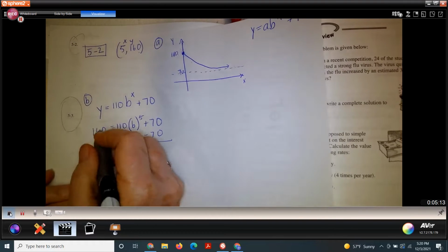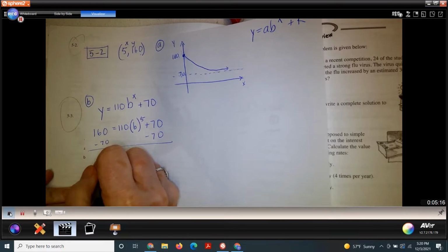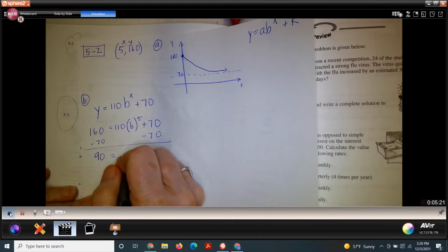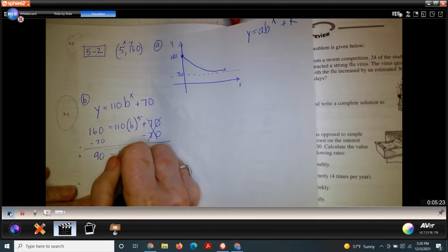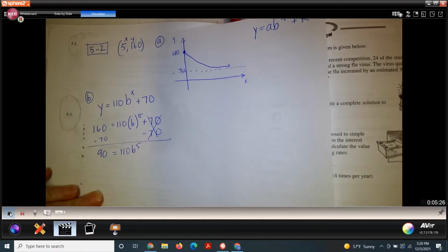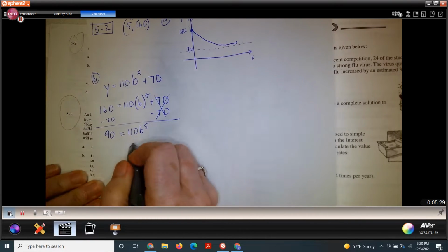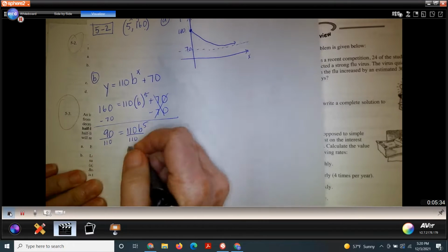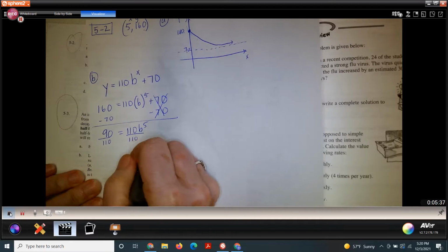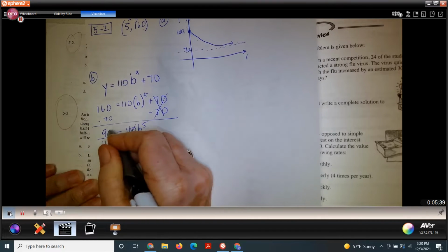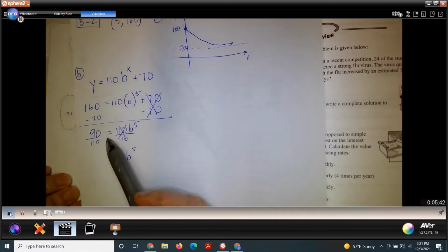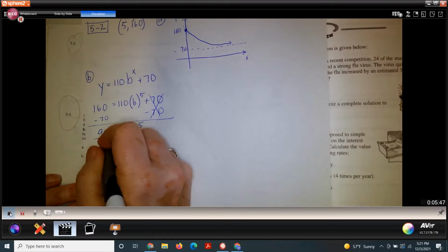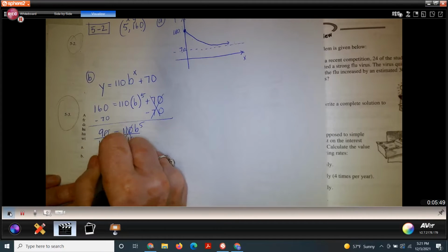So I need to use my calculator for simple subtraction. There's 90. Okay, I'm trying to get b to the 5th by itself, so I'm going to divide both sides by 110. And that gives me b to the 5th by itself. I'm just going to, kind of like I divided on top and bottom by 10, get rid of these 2 zeros. So now I've got 9 over 11.